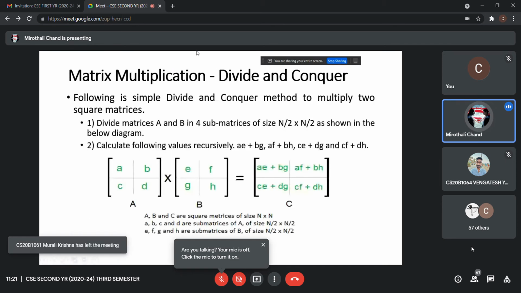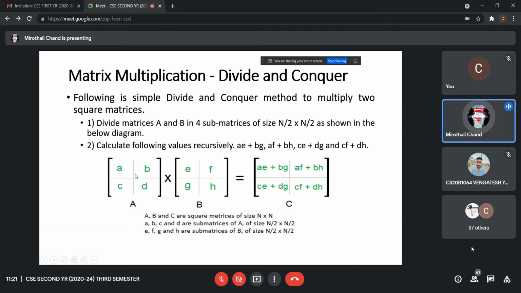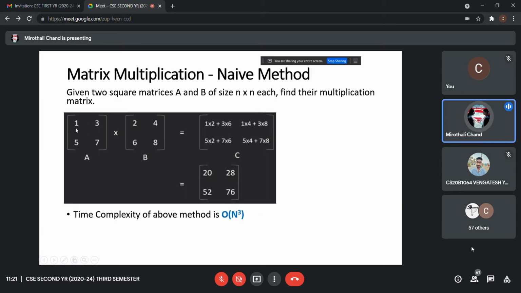In case of the divide and conquer method, we will be breaking this matrix into several submatrices. If we have an n cross n matrix, it will be divided into n by 2 cross n by 2, which means a 2 cross 2 will be divided into 2 by 2 into 2 by 2, meaning 1 cross 1 matrices. So this 1 will be taken as a separate matrix.